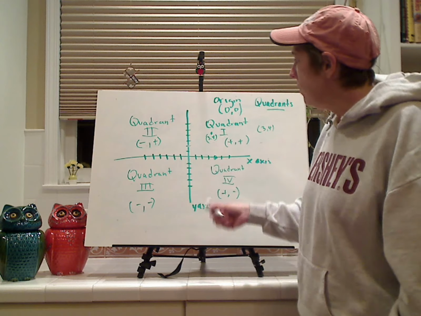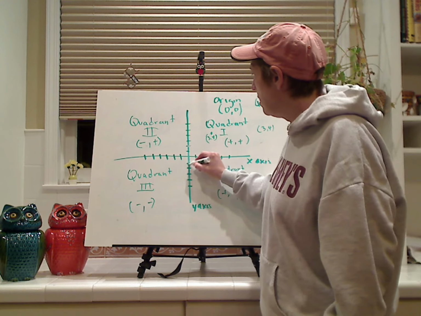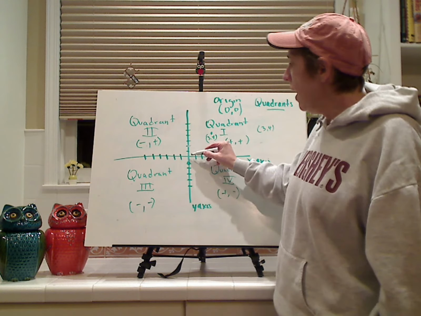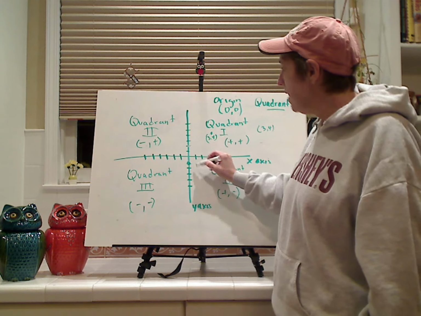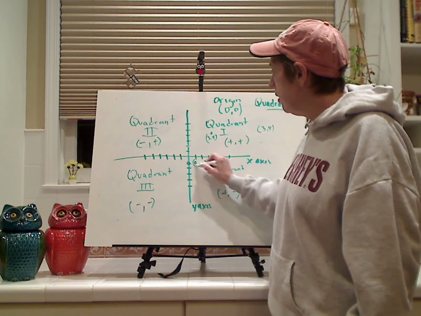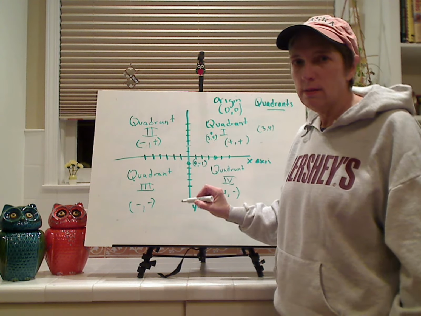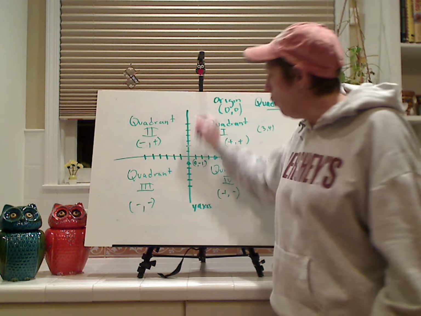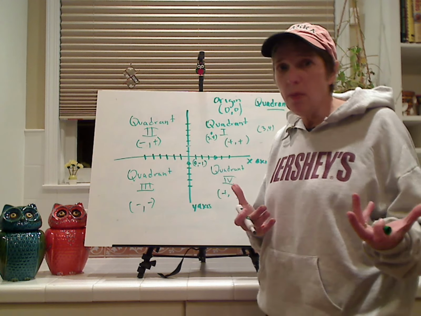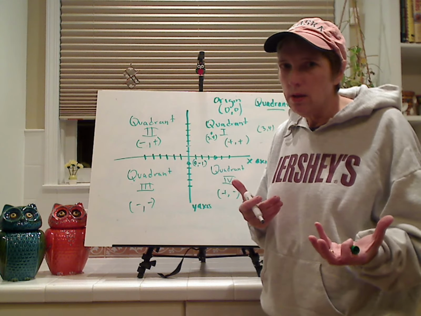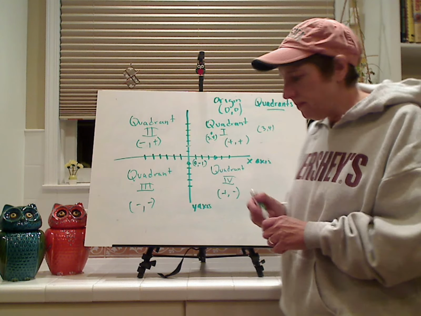The same thing if it's on the y-axis. If I put a point here, when x is 0, y is -1, what quadrant is that in? It's not in a quadrant. It's on the y-axis. So you have to remember that. You don't say it's in between. It's on the axis. Okay.